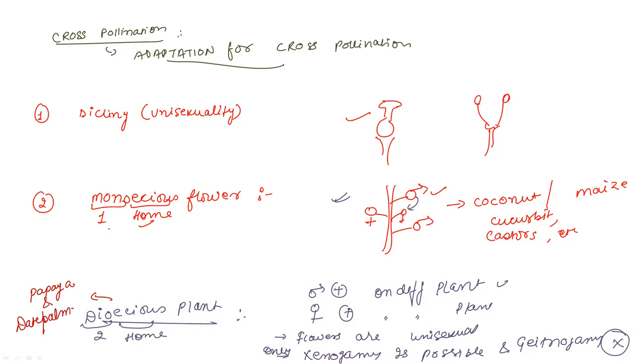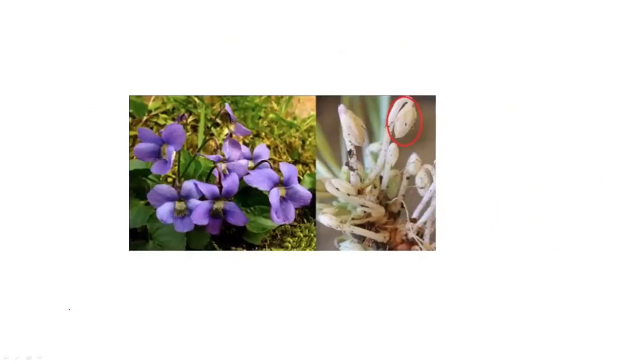And the date palm are the examples, which is basically related to the dioecious plants. Okay, so I hope this is clear. Now let's talk about another adaptation, which is basically related to cross pollination. So the third one is your dichogamy. Okay, dichogamy simply means what?